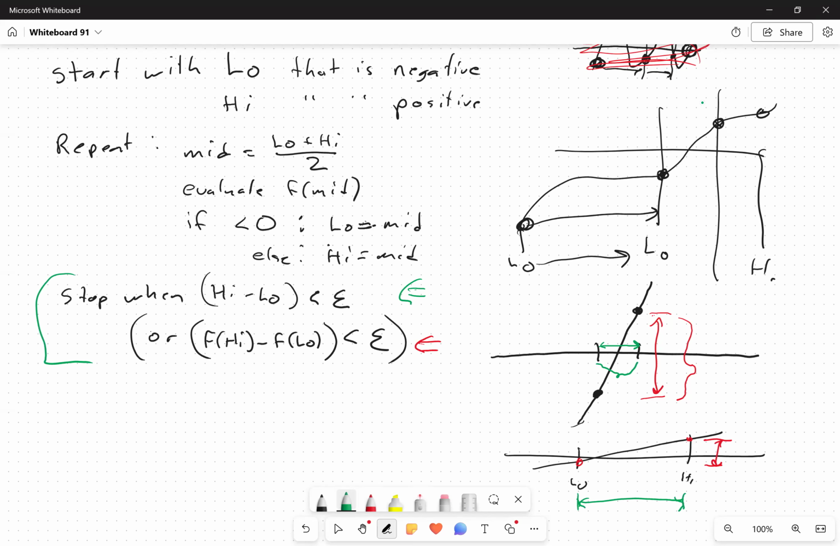The other way you can often hack it is you make epsilon a lot smaller than you really need. It just usually means you do a few more rounds of binary search and get your answer. Okay, so that's the particular way that this works.